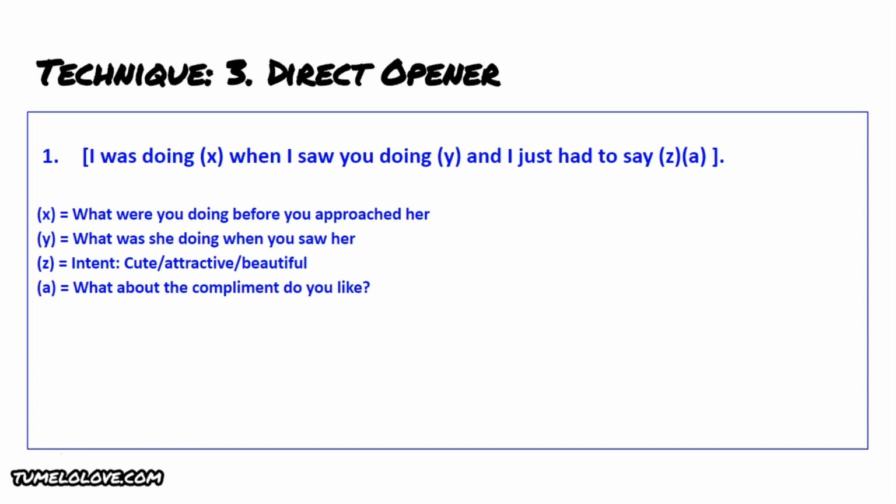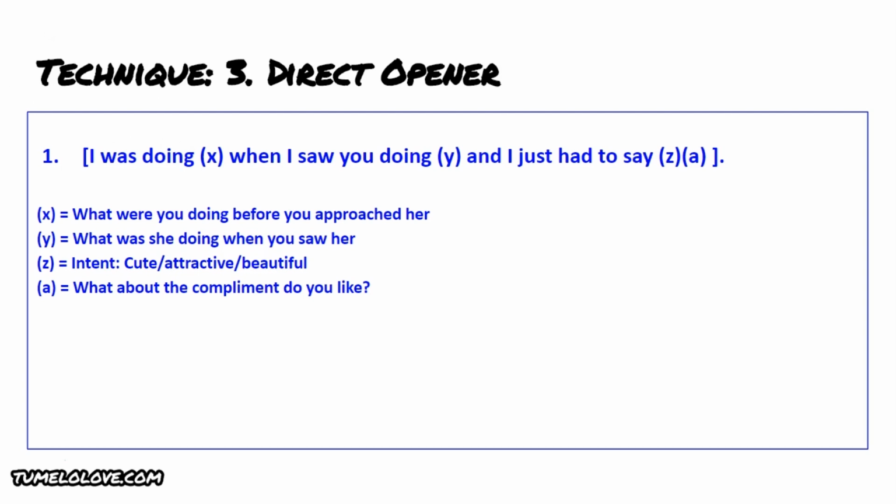The technique for the direct opener is as follows. I was doing X when I saw you doing Y, and I just had to say Z and A. X being what you were doing before you approached her. Again, you want to root the approach. What were you doing? Where did you come from? Exactly what I spoke about in rooting. So tell her what you were doing before you approached her.